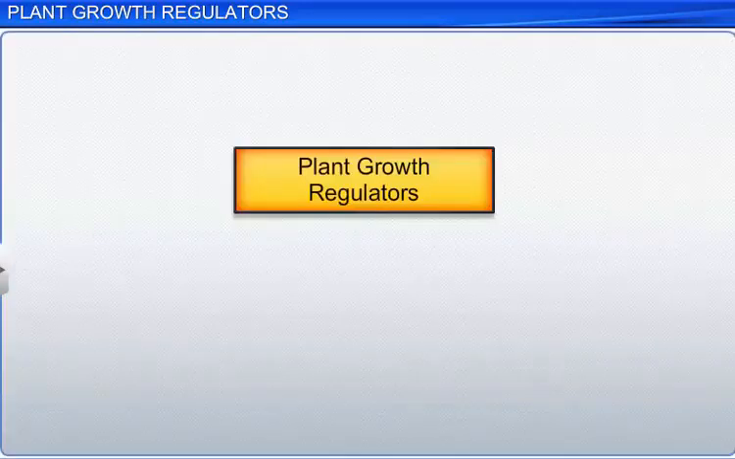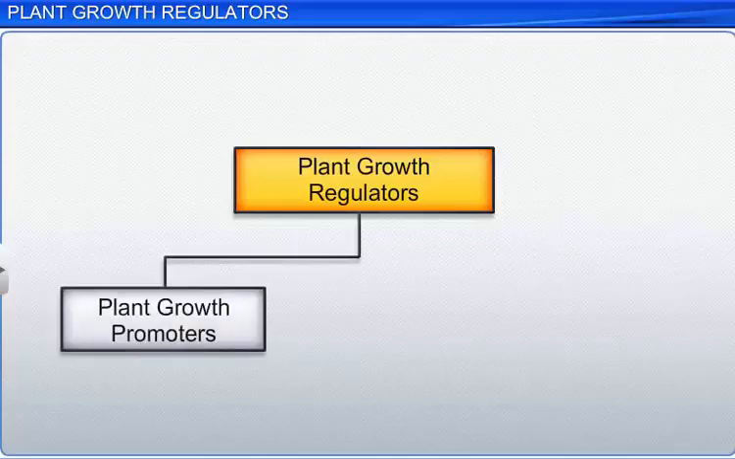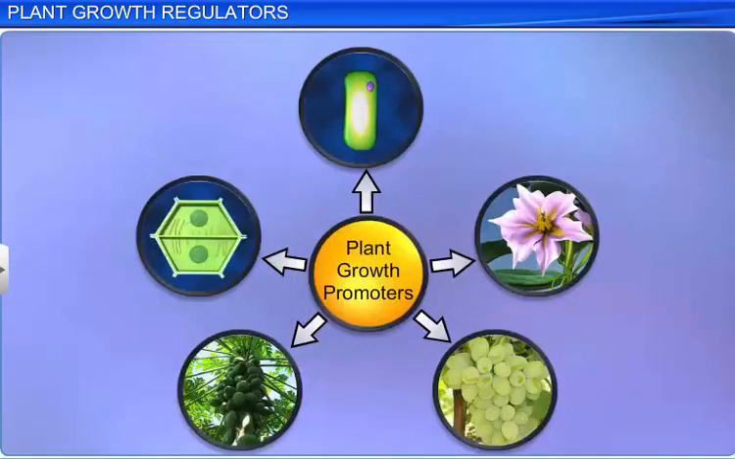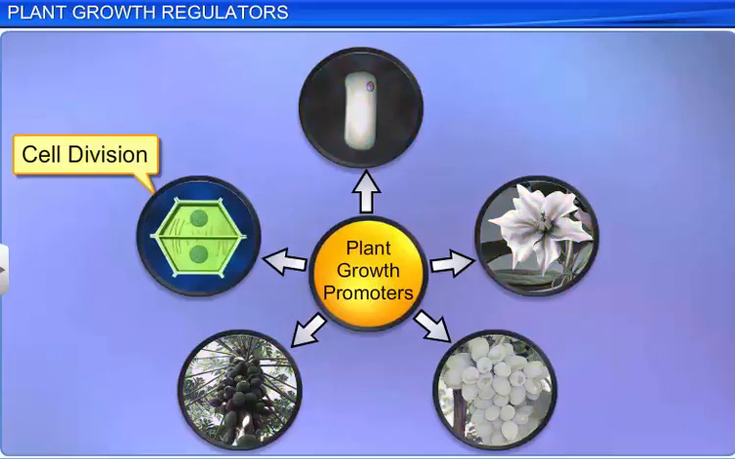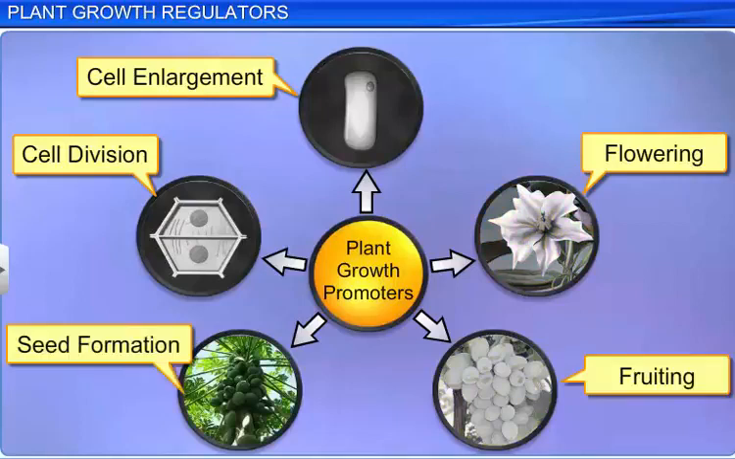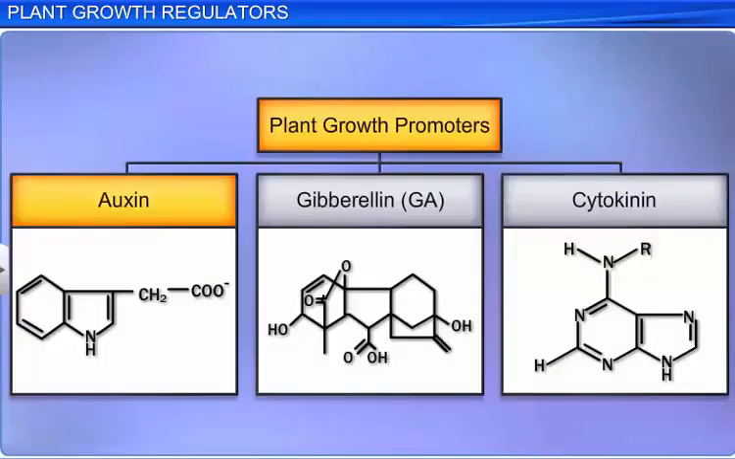They are divided into two groups: plant growth promoters and plant growth inhibitors. Plant growth promoters enhance growth activities like cell division, cell enlargement, flowering, fruiting, and seed formation. Auxin, gibberellin, and cytokinin act as plant growth promoters.